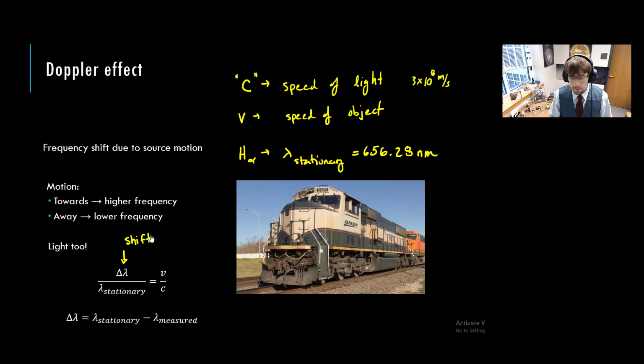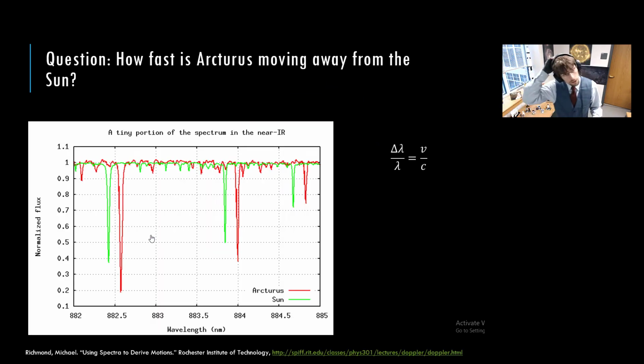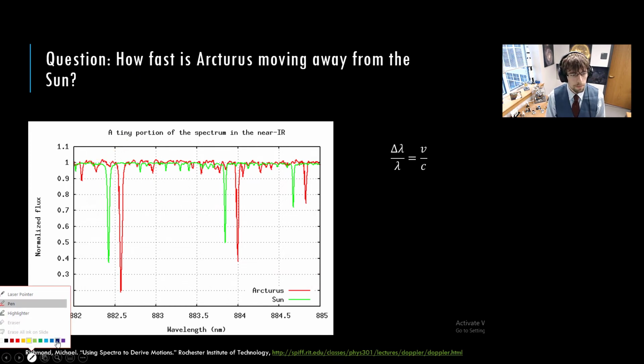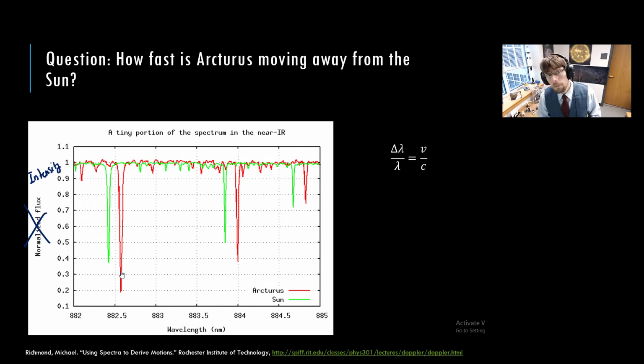Well, let's get some practice. So displayed for you here, I have 2 absorption spectra. You notice that this is called normalized flux. You could just simply, let me scratch that out, just think of this as being intensity. So you see that there are some drops in the emission of these 2 stars. So I have Arcturus and I have the sun. Question for you, go ahead, pause the video, take a minute, but let's find out how quickly Arcturus is moving with respect to the sun.